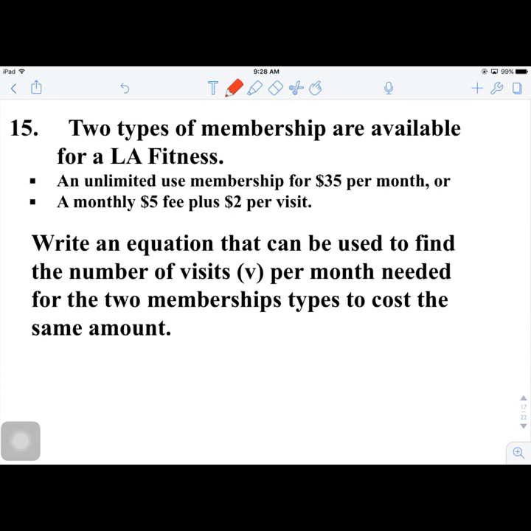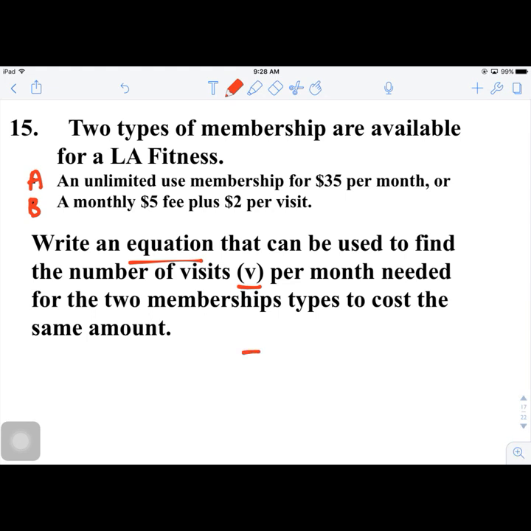Number 15. Two types of membership are available for LA Fitness. The first type is an unlimited use membership for $35 per month, and the next one is a monthly $5 fee plus $2 every visit. The question is asking you to write an equation that can be used to find the number of visits V per month needed for the two membership types to cost the same amount.